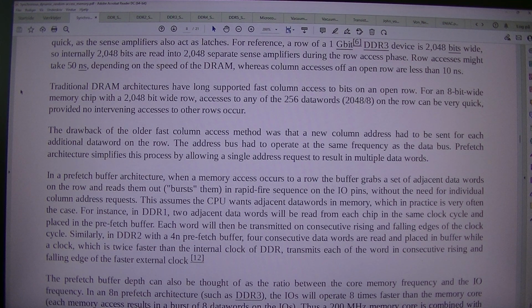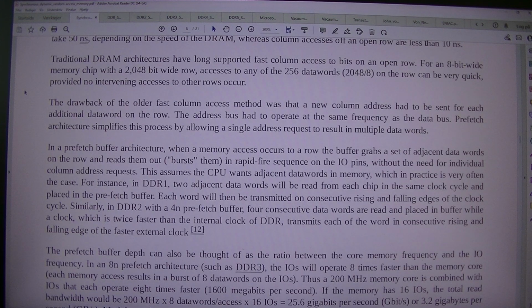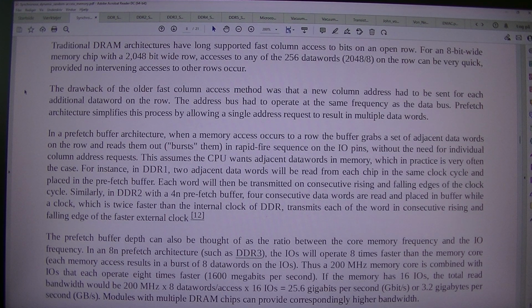The drawback of the older fast column access method was that a new column address had to be sent for each additional data word on the row. The address bus had to operate at the same frequency as the data bus. Prefetch architecture simplifies this process by allowing a single address request to result in multiple data words.